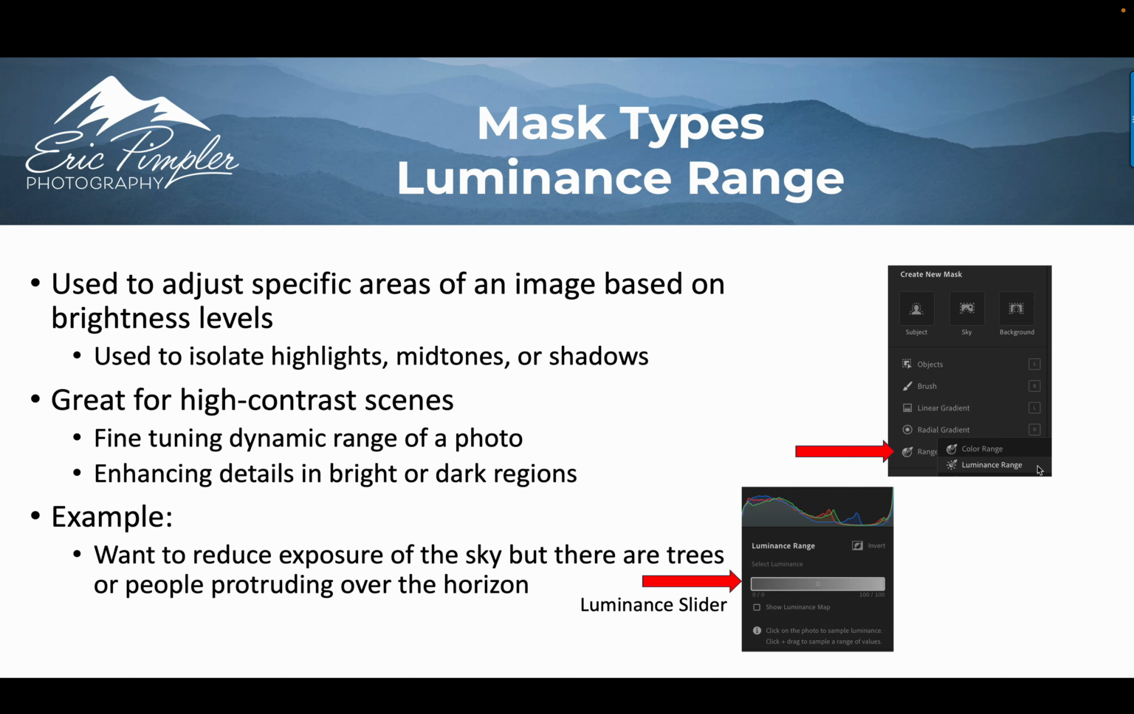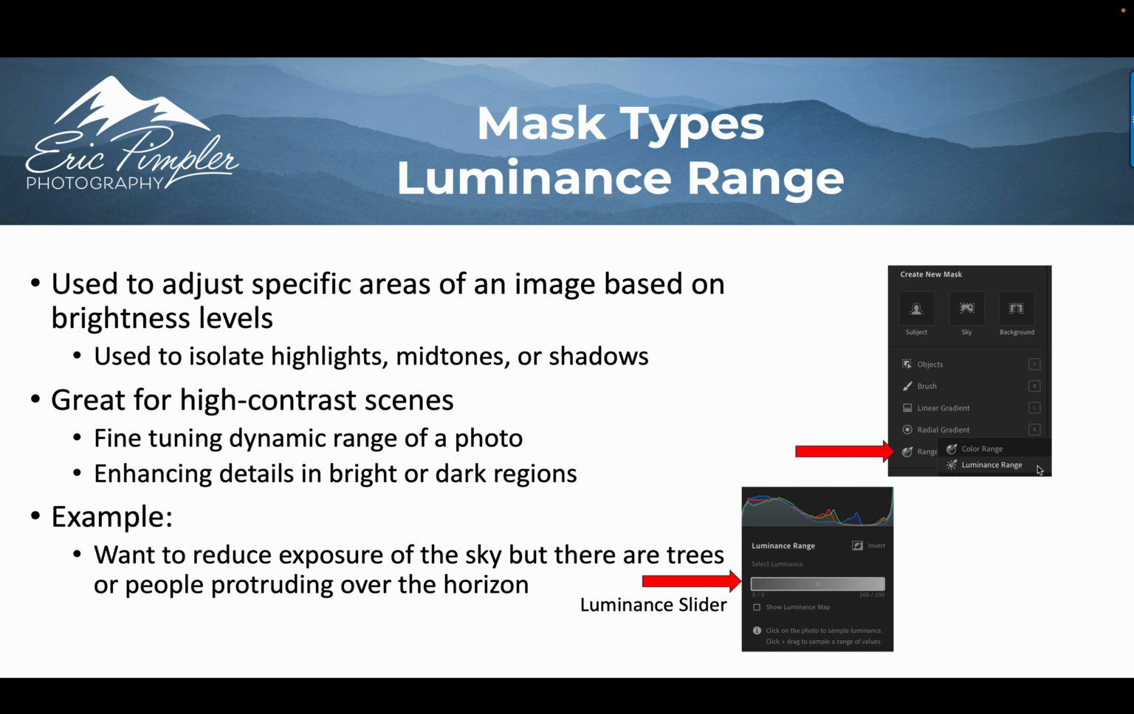So a luminance range mask is used to adjust specific areas of an image based on brightness levels. They're used to isolate highlights, midtones, or shadows in your photos. They are great for working with high contrast scenes where you need to fine-tune the dynamic range of a photo, or perhaps to enhance details in bright or dark regions.